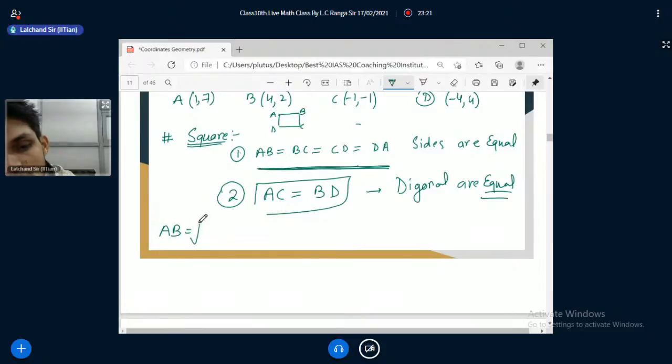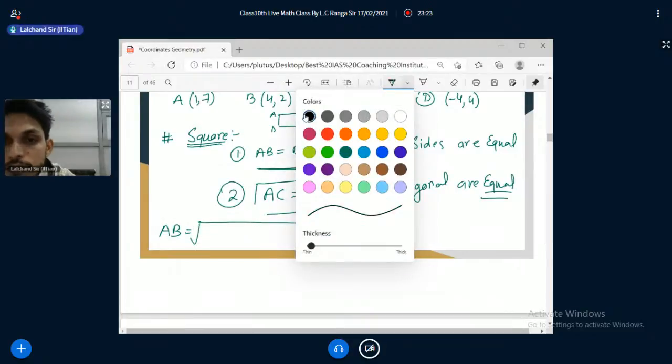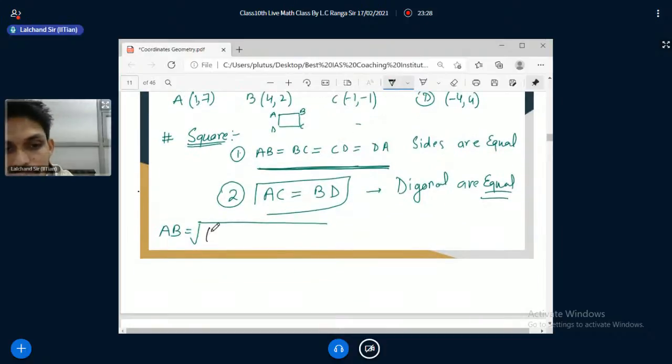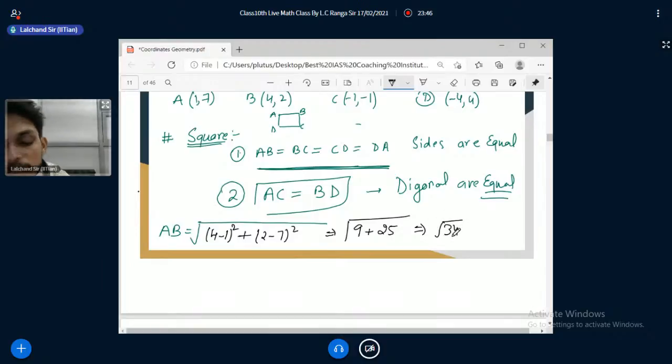Can you tell me what is the value of AB? Use the distance formula between A and B. We can write (4 minus 1) squared plus (2 minus 7) squared. If we simplify, this is 9 and this is 25. So this is equal to square root of 34, isn't it?